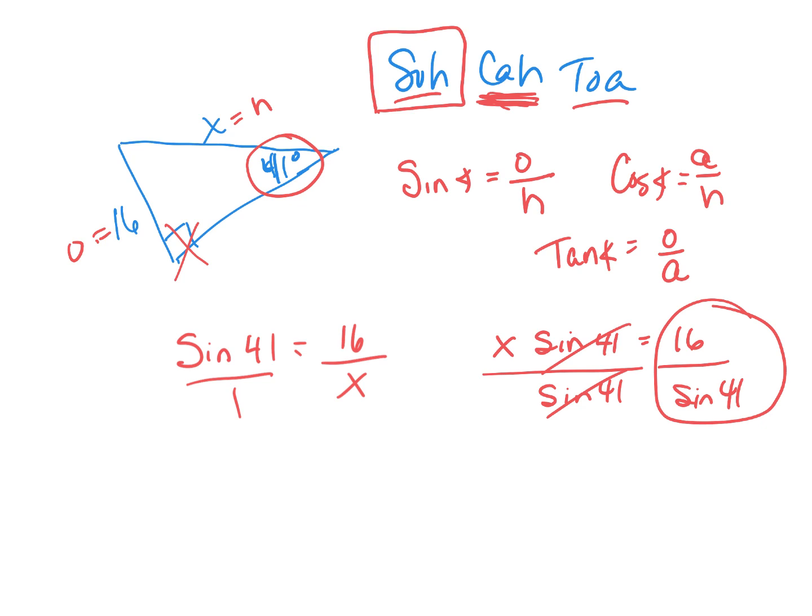Okay, so what is 16 divided by sine of 41? So this side here is 24.39. And that makes sense because the hypotenuse is the biggest side of a triangle, and it's got to be bigger than 16. But it can't be like 400, right? Because you wouldn't be able to make a triangle with a 16 and a 400 side. So that makes sense that it's about that size, okay?